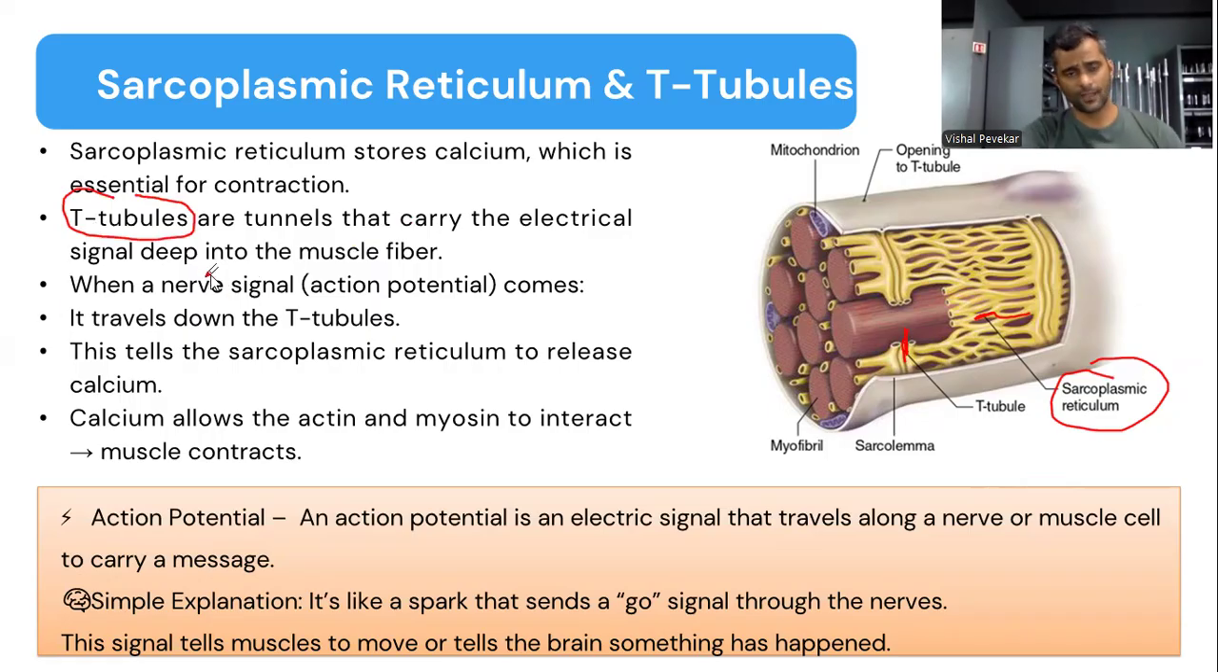So when a nerve signal, an action potential, happens, it fastens the process. The process has to be really fast, because for me to do this, it should not take any time. It should happen instantly. This process is called the action potential. An action potential is an electrical signal that travels along a nerve or muscle cell to carry a message, a fast message sent from the junction into the muscle.